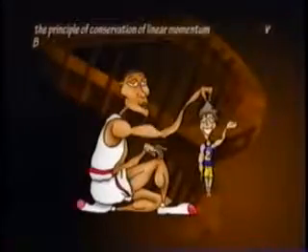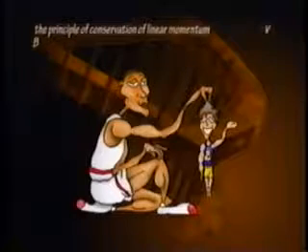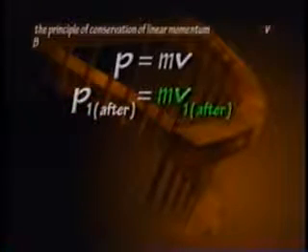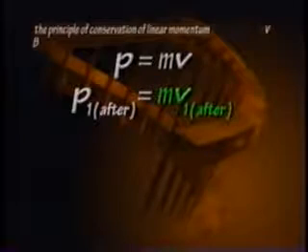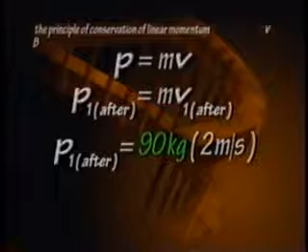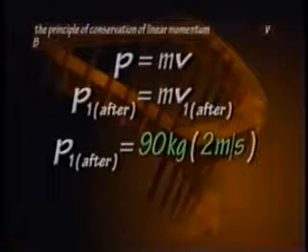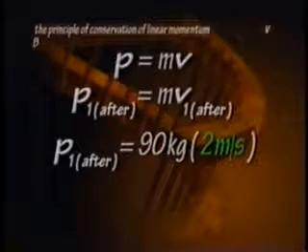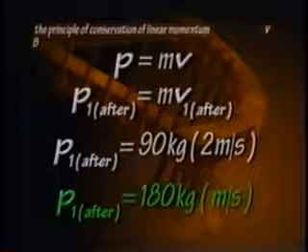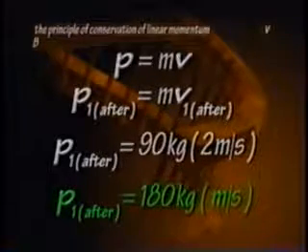Doing the same thing for the bigger player's momentum after the collision, we get that P1 after equals his mass times his velocity after the collision. Plug and chug, and we get that P1 after equals 90 kilograms times positive 2 meters per second because he's falling towards the basket, and that equals 180 kilogram meters per second.